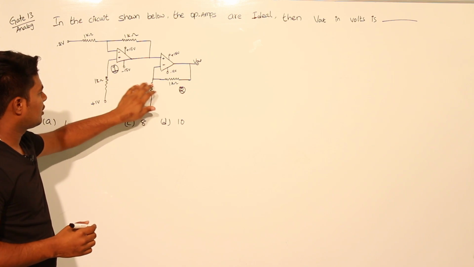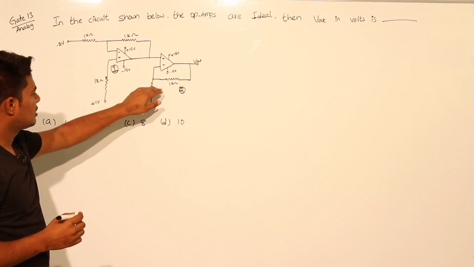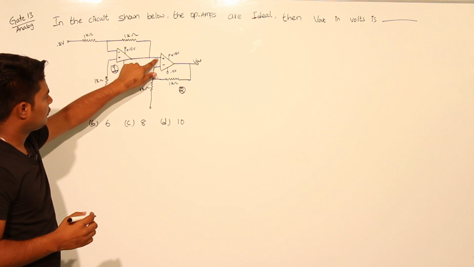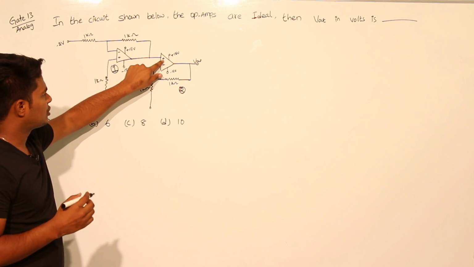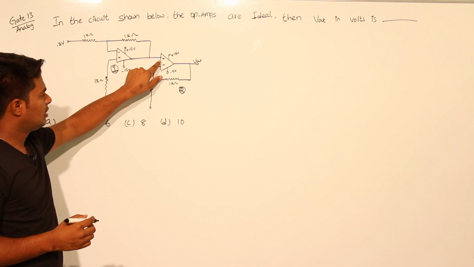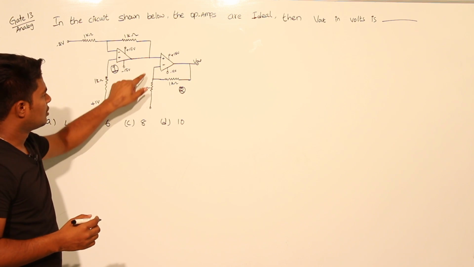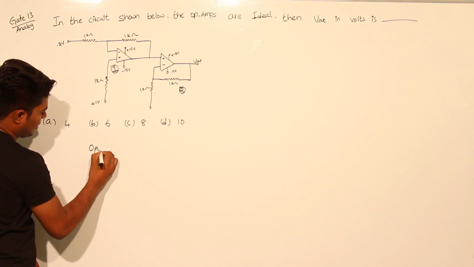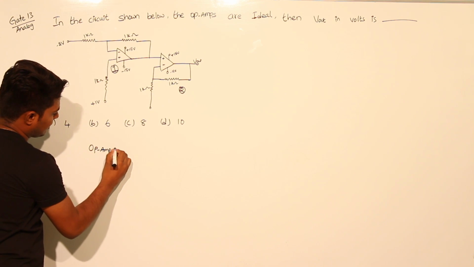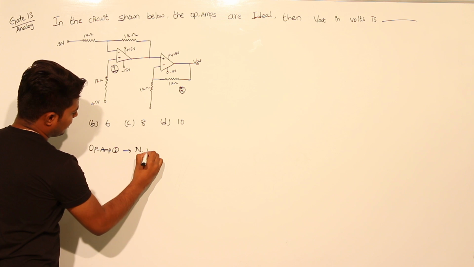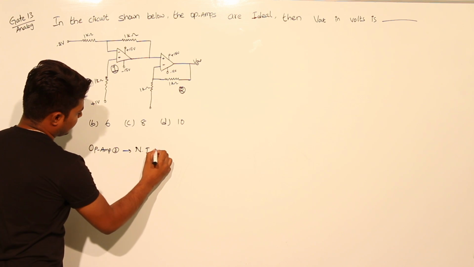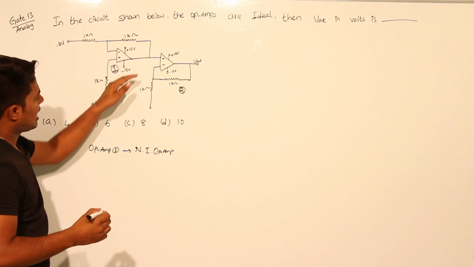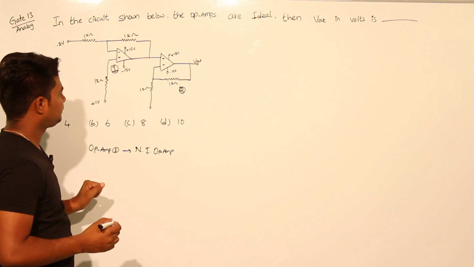The given op amp 1 and op amp 2 are ideal. If you observe op amp 2, here we are applying the actual input only to the positive terminal, that is the non-inverting terminal, and the other terminal is connected to ground. So op amp 2 can be considered as a non-inverting op amp, because we are applying the actual input to the positive terminal.